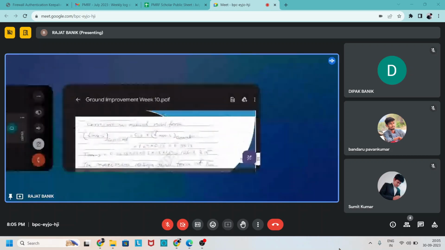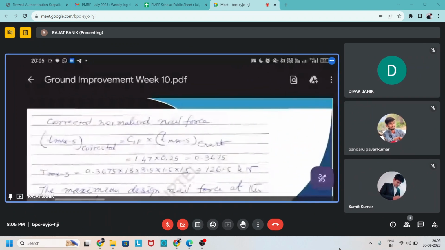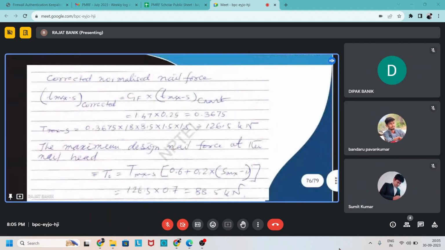In this way, we also corrected the normalized nail force. After that, this coefficient is about 0.36. When we put this coefficient into the formula, that is small t max S into H into gamma into SH SV, we find the total maximum nail force, that is 126.5.